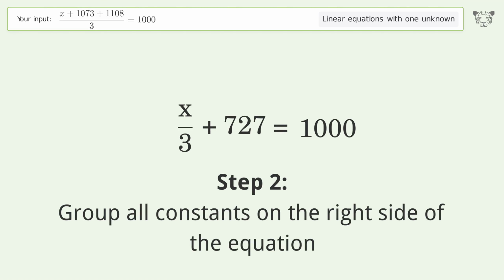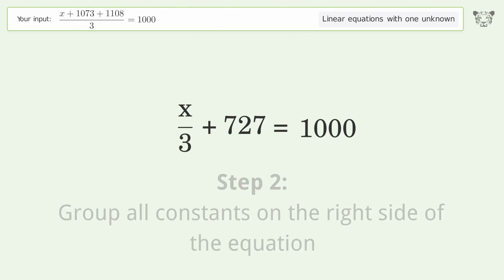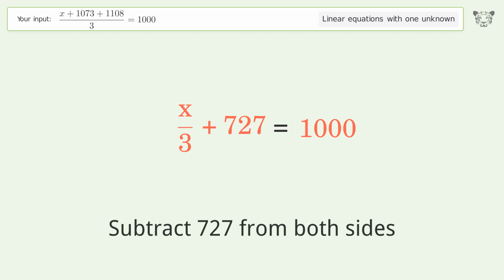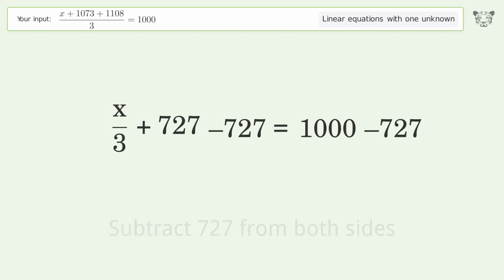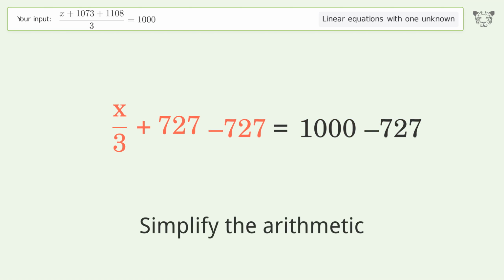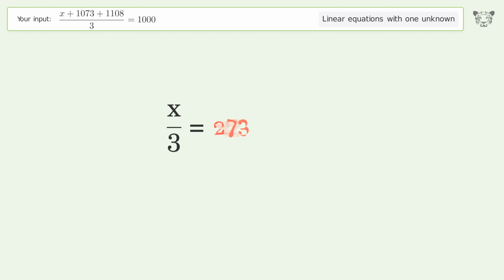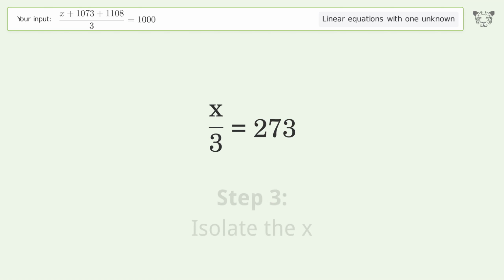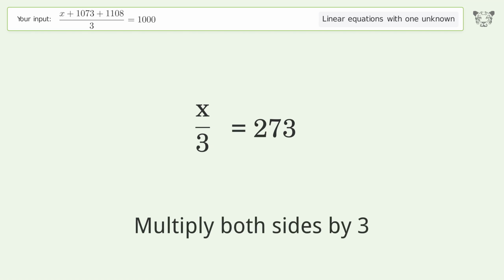Group all constants on the right side of the equation. Subtract 727 from both sides. Simplify the arithmetic. Isolate the x. Multiply both sides by 3.